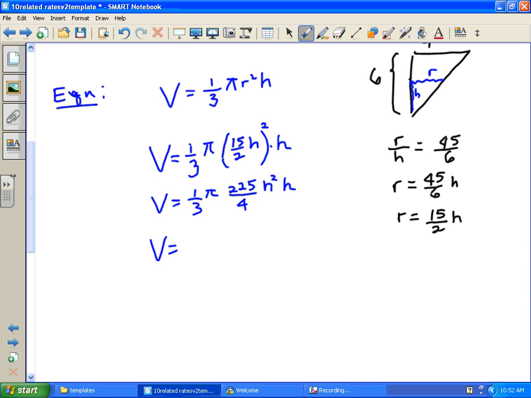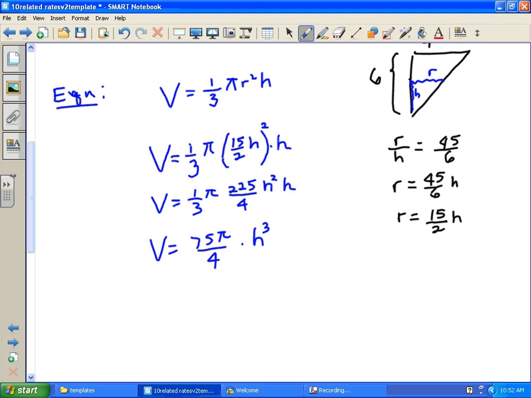Does 3 go into 225? If so, let's simplify it. How can I know? I added the digits of 2, 2, and 5. That's 9. If it's divisible by 3, then the number will be divisible by 3. So going on to 225 over 3, what do you get? 75. So now we have 75 pi over 4 times what? h cubed. So far, have we done any differentiation? No, all we have done is simplify the volume equation as much as possible.